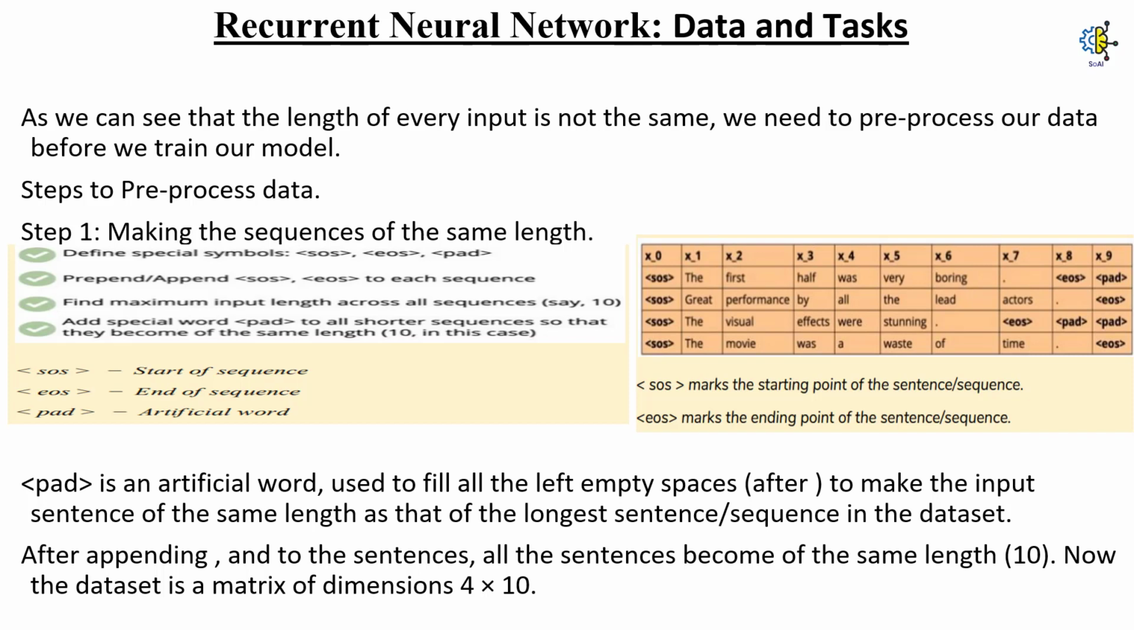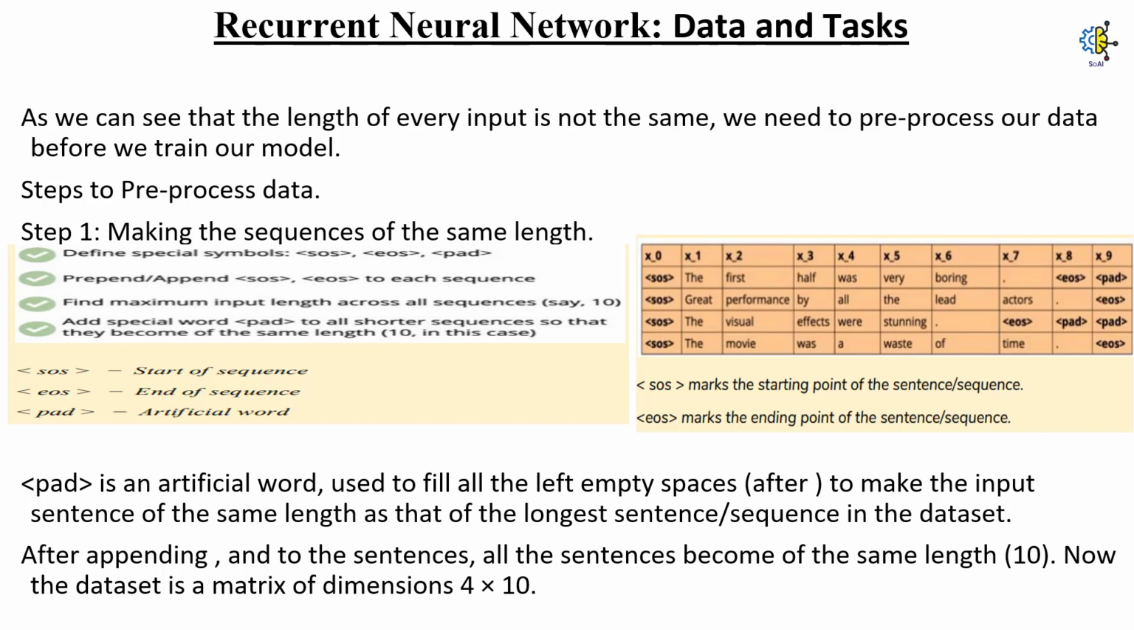As we can see, the length of every input is not the same. We need to pre-process our data before we train our model. Steps to pre-process data. So, step 1. Making the sequences of the same length. Define special symbols, prepend or append symbols to each sequence. Find maximum input length across all sequences.